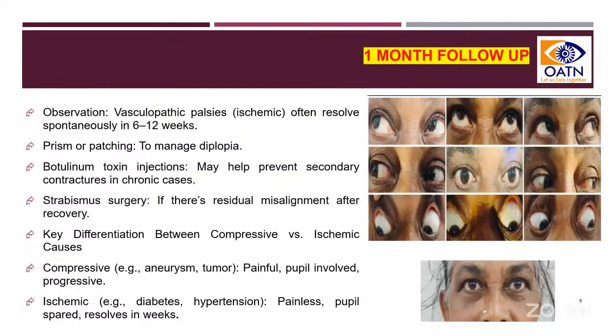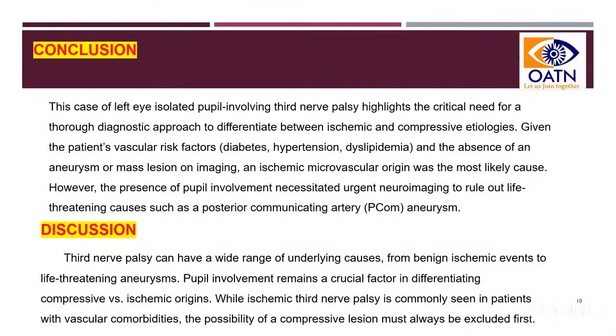And this is the image of the patient after one month follow-up. In conclusion, the case of left eye isolated pupil-involving third nerve palsy highlights the critical need for thorough diagnostic differentiation between ischemic and compressive etiologies, given the patient's vascular risk factors, that is diabetes, hypertension, and high cholesterol.